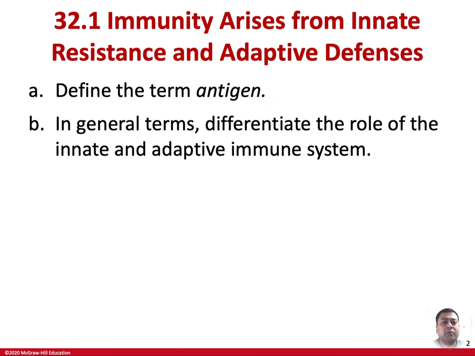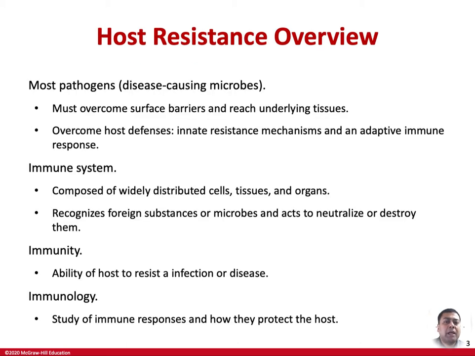The first thing that we are going to talk about is that immunity arises from innate resistance and adaptive defenses. Now, the adaptive defenses we are going to talk about in chapter 33. This is your first line of defense, and we are going to talk about how, immediately and non-specifically, this particular defense system works. This is not specific to any organism, and this basically keeps us safe 24/7, every day. So first, we need to define some of these terms.